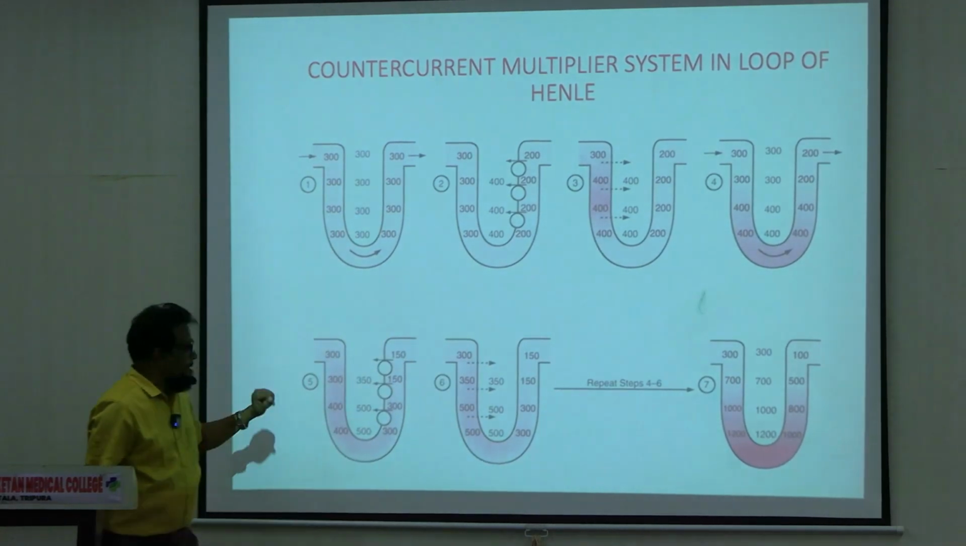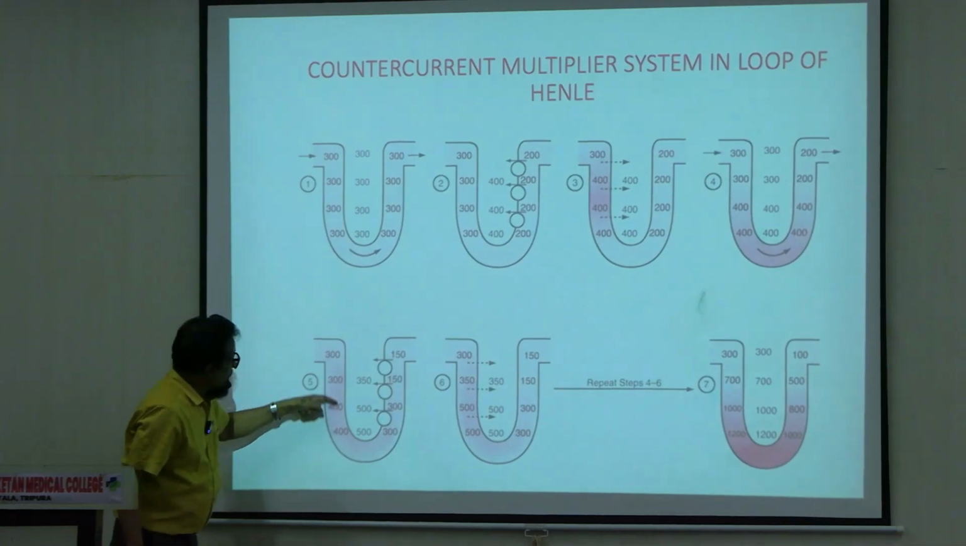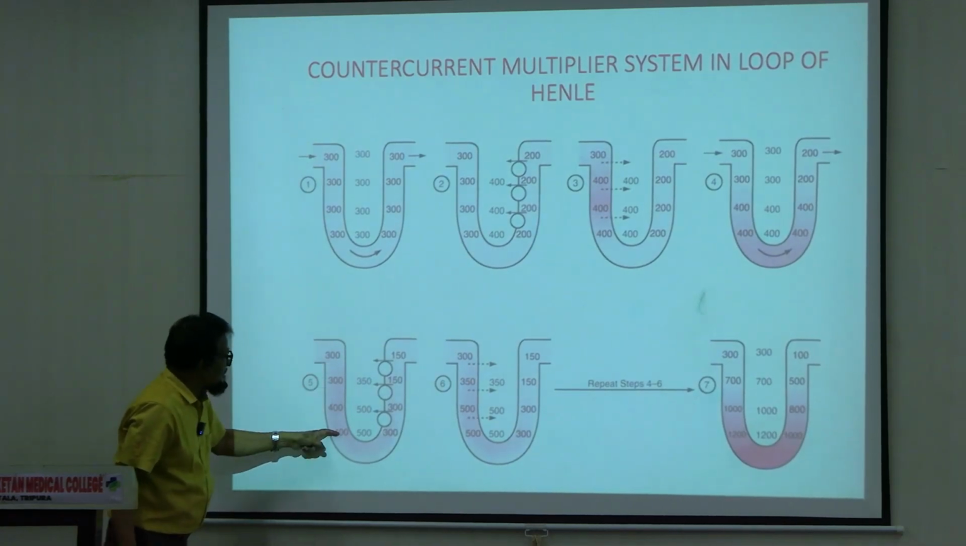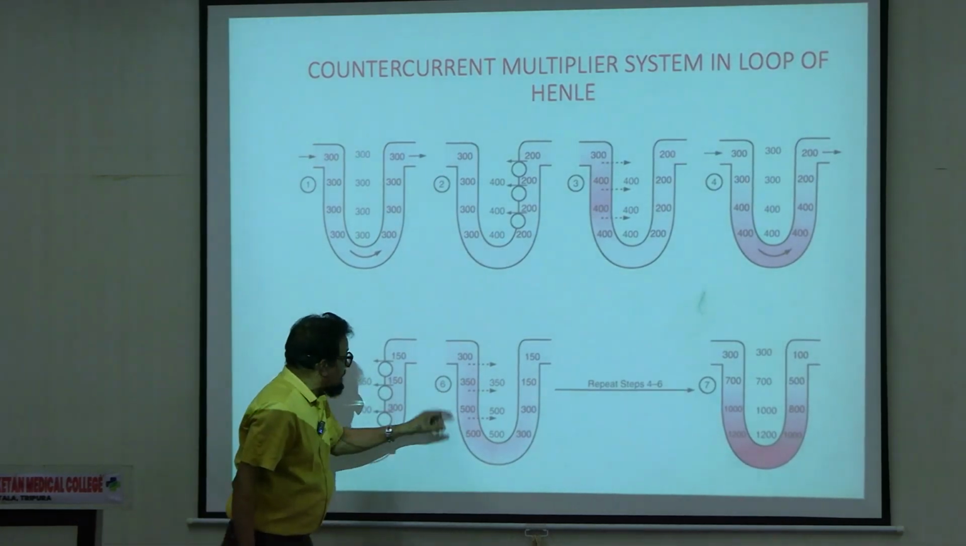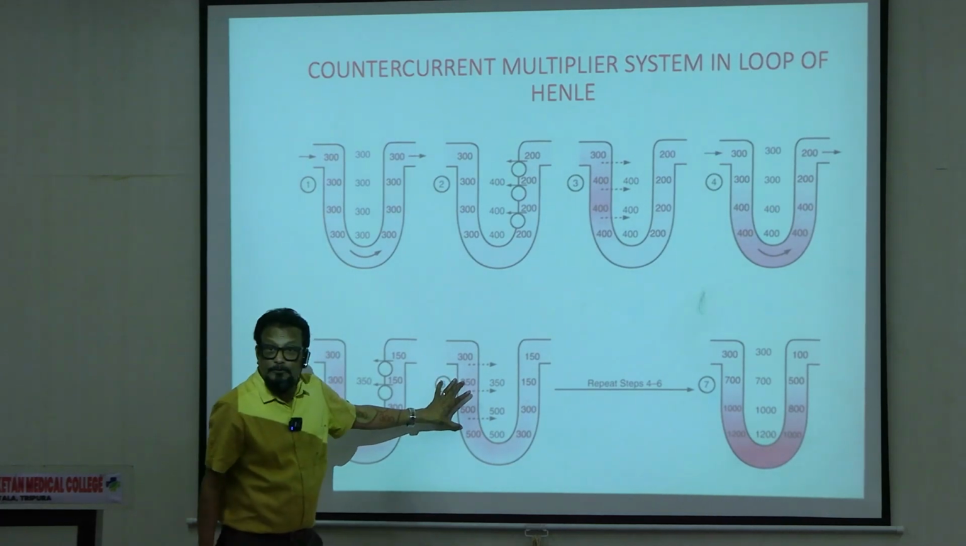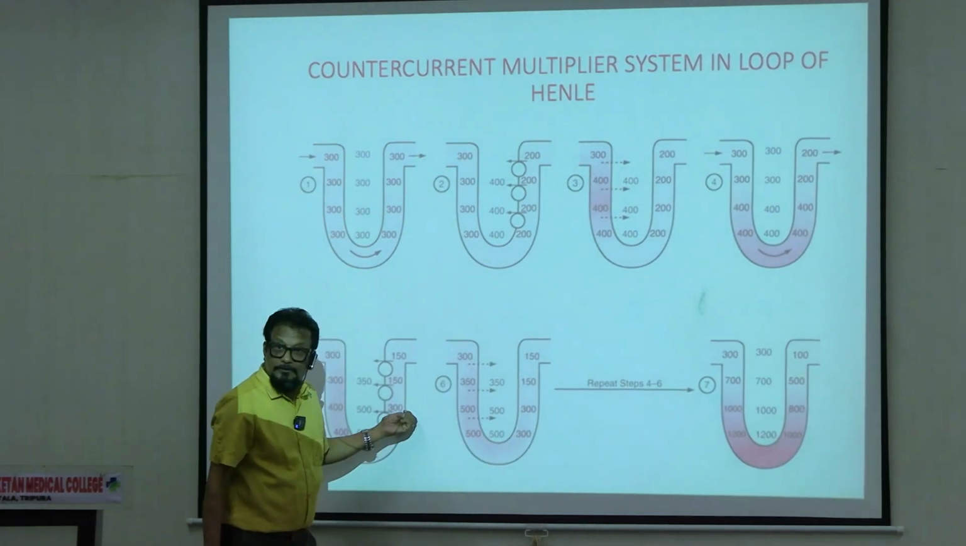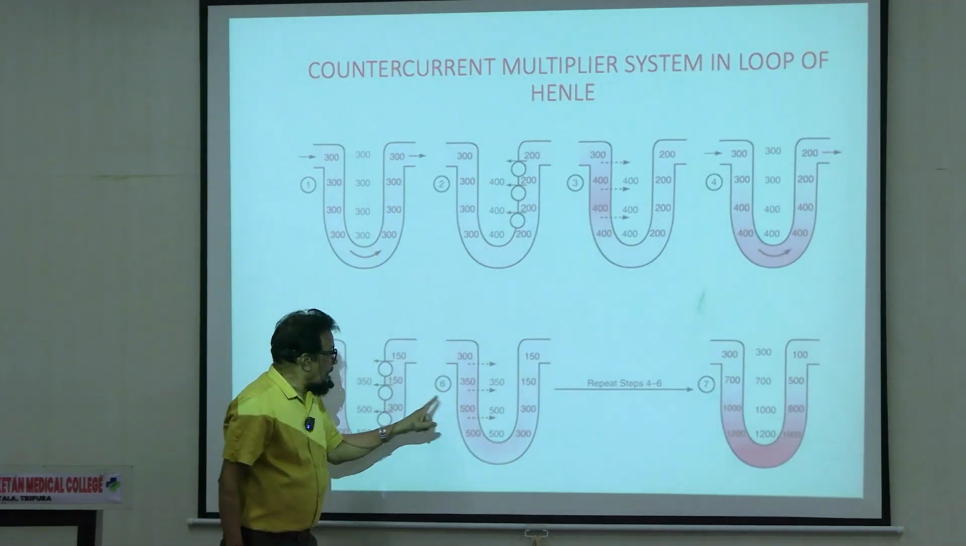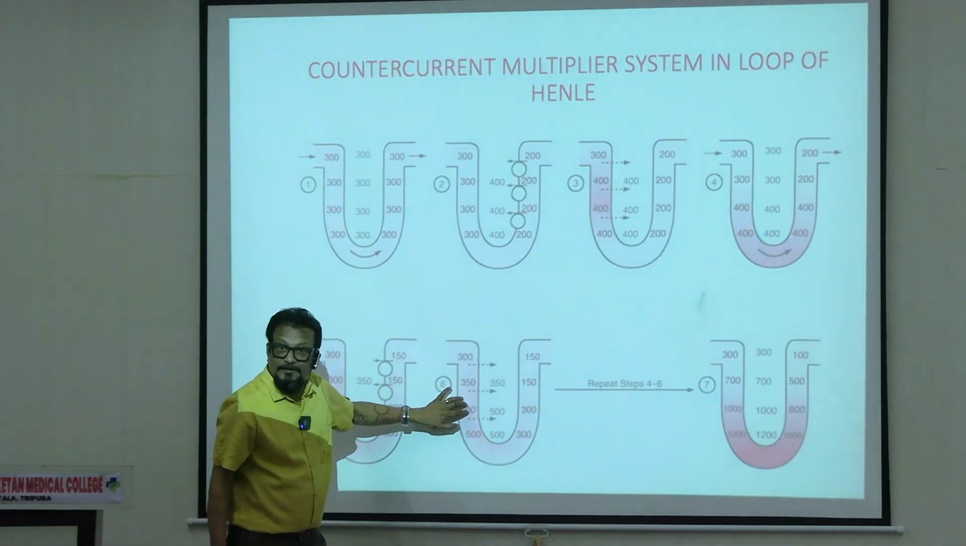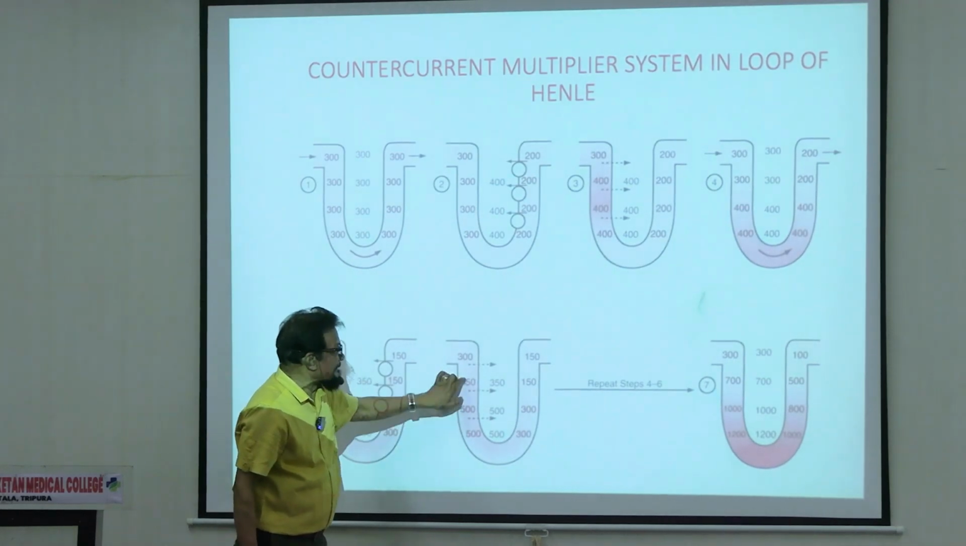And why is it increasing? This side is increasing because this side is permeable to water. So water will come out. As a result, this will be concentrated. Isn't it? So its osmolarity is increasing.